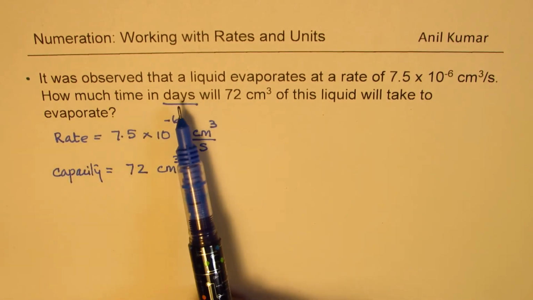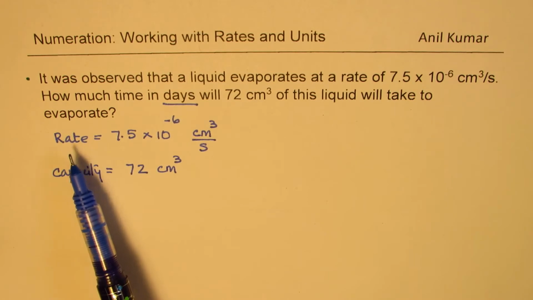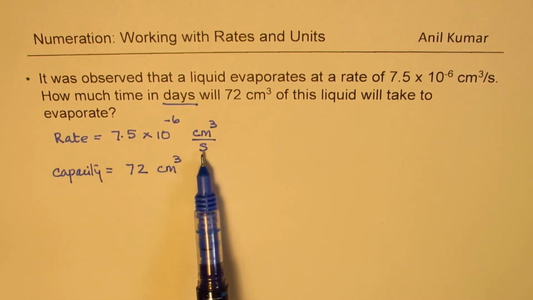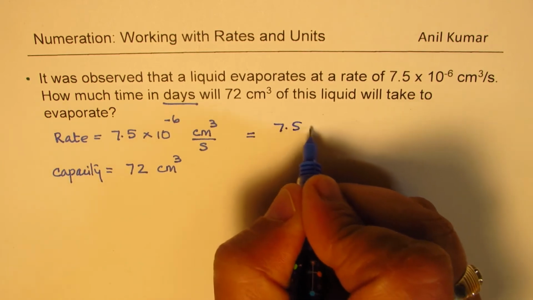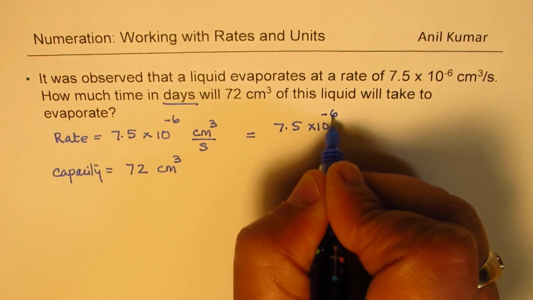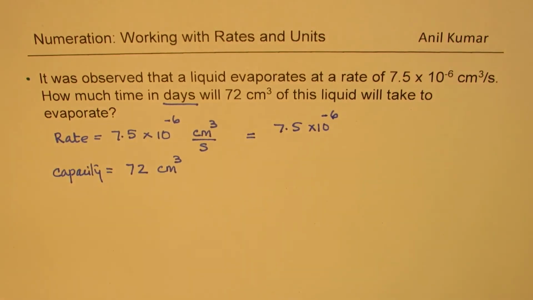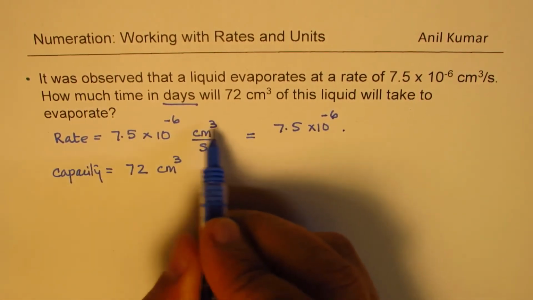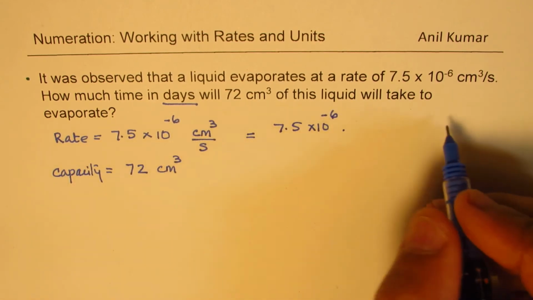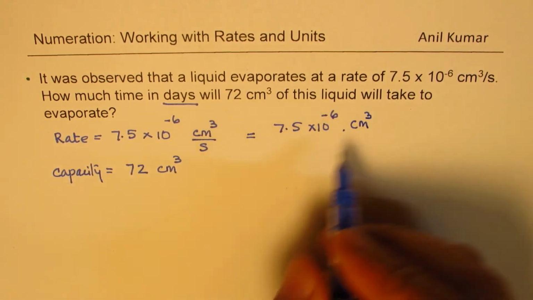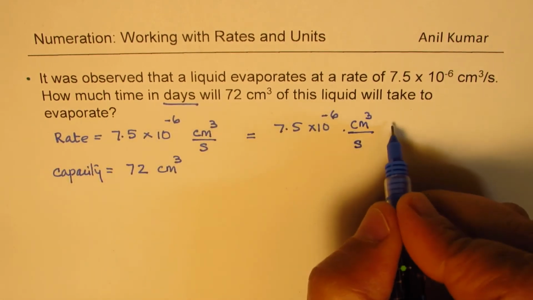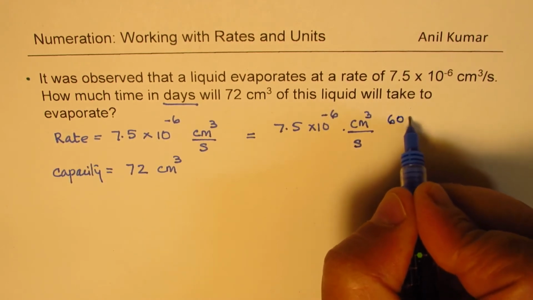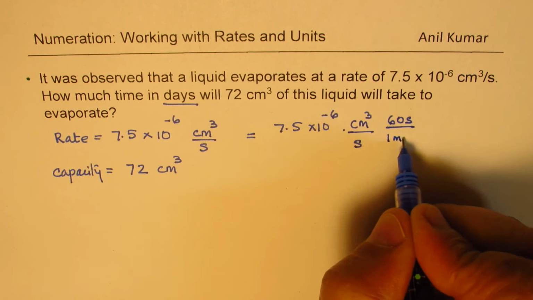Now, since you want this in days, it's a good idea to convert the rate also to per day, correct? So what will you do for that? Let's convert this. We have 7.5 times 10 to the power of minus 6, which you could write in the denominator as 10 to the power of 6. Centimeter cube is no need to worry about. What we need to worry about is this second. We know that in 1 minute, we have 60 seconds, correct?